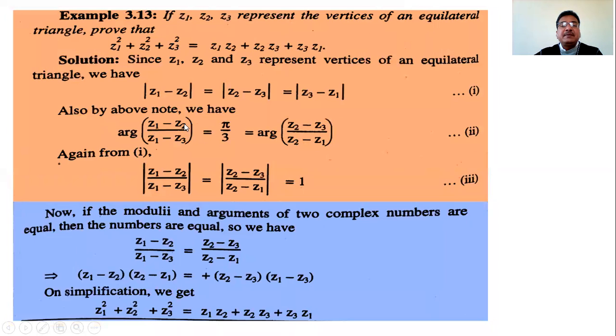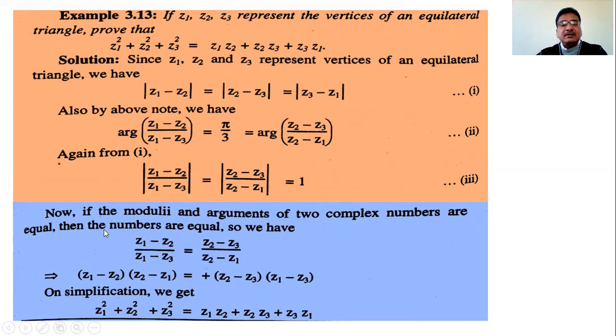So the argument of (Z1 minus Z2) divided by (Z1 minus Z3) is pi by 3, because Z1, Z2, Z3 are the vertices of an equilateral triangle, which means all three angles are 60 degrees. So this is the angle between Z2 and Z3, and this is the angle between Z3 and Z1. All these angles are the same. Then we have from this that mod (Z1 minus Z2) divided by mod (Z1 minus Z3) is 1, and mod (Z2 minus Z3) divided by mod (Z2 minus Z1) is 1, because all these three are equal.